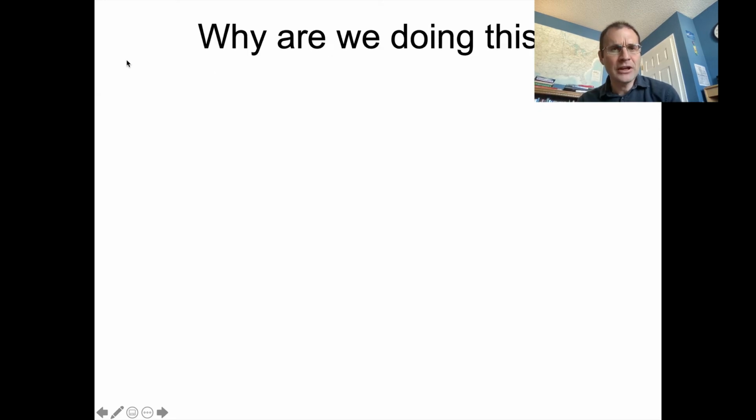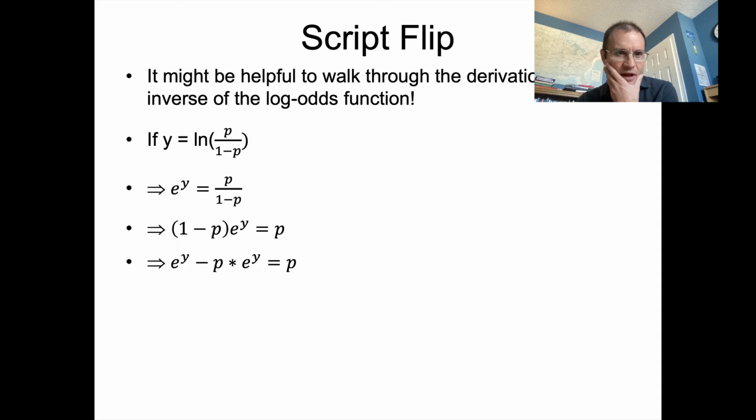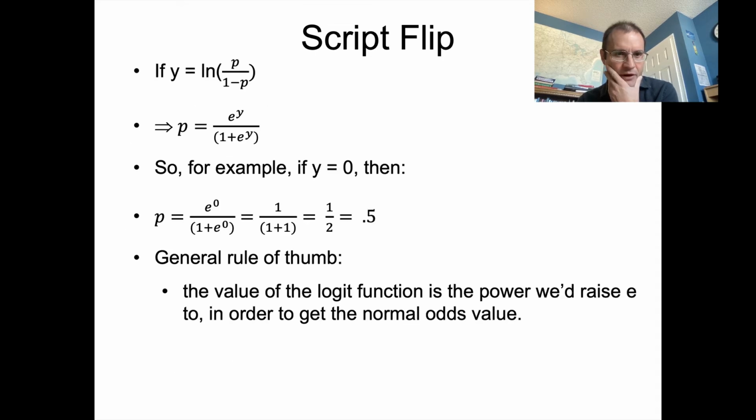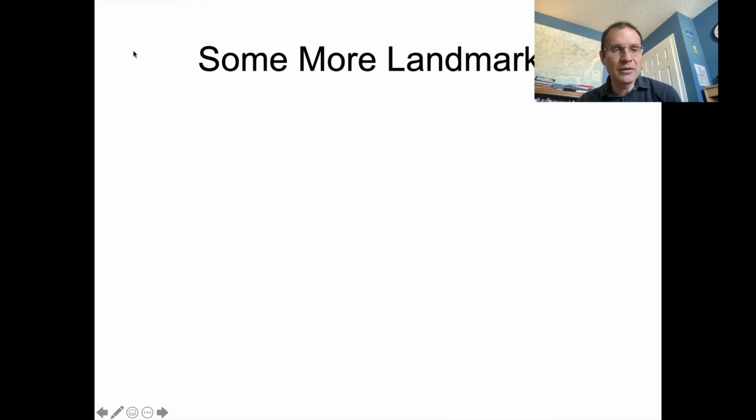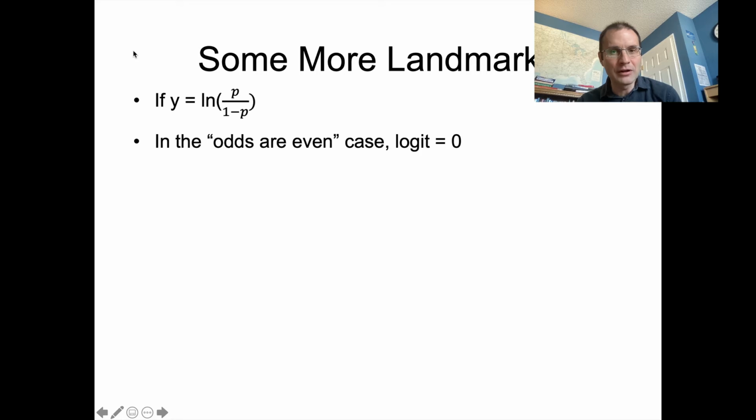So you could also maybe think of this with a couple of other landmark cases. I'll just walk you through a couple notes here about the value of the logit function is the power we'd raise e to in order to get the normal odds value. I don't know if that helps explain it or not, but I have this note here. Again, this is nice because it means the values of the function are symmetric around 0, negative and positive. So let's walk through a couple more landmarks.